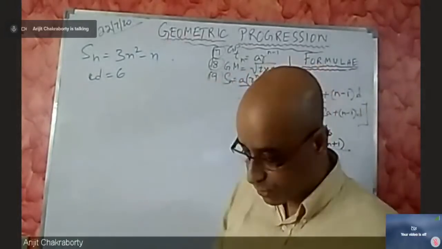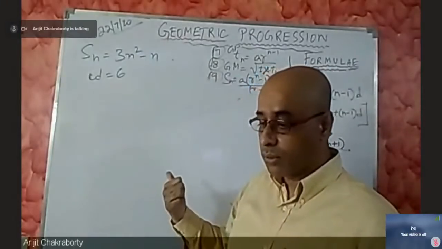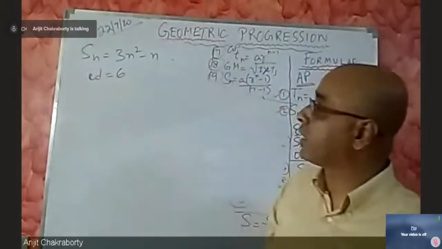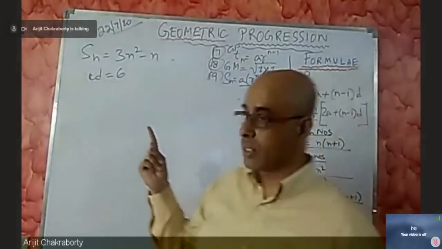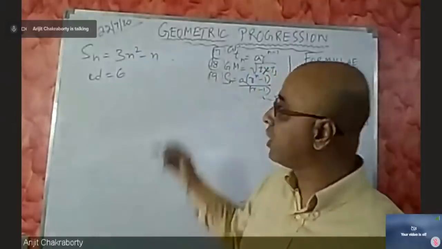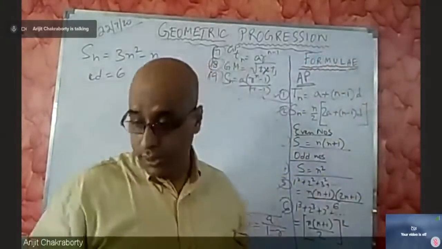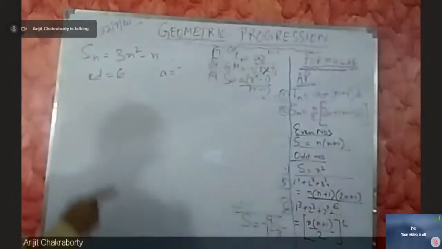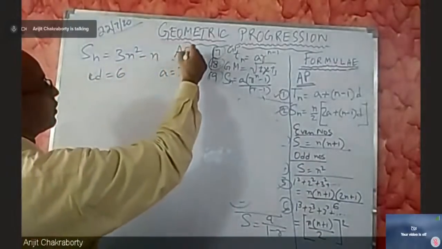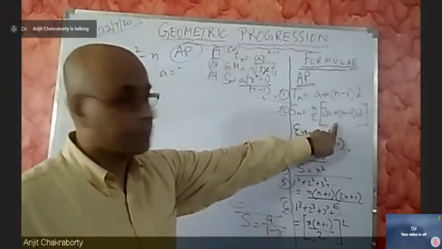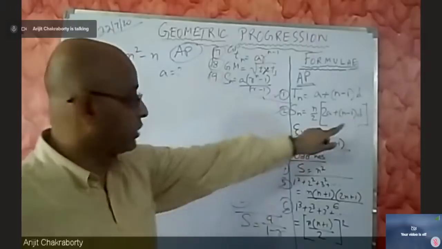Okay, what is the first term? The sum of n terms is given as 3n squared minus n, and the common difference is given as 6. You have to find the first term, that is a. Now we know this is an AP, so we will use this formula: n by 2, 2a plus (n minus 1) into d.